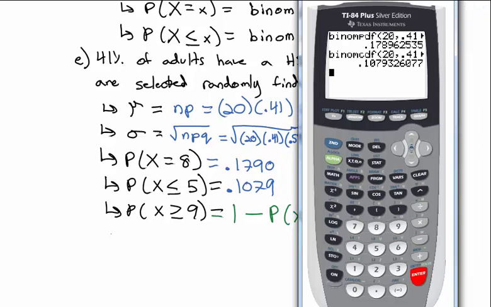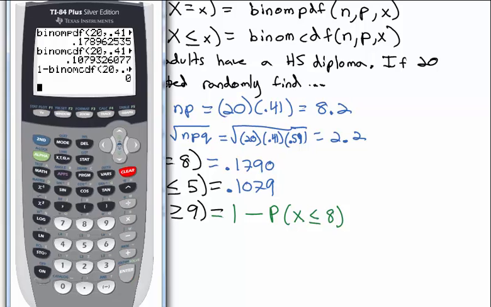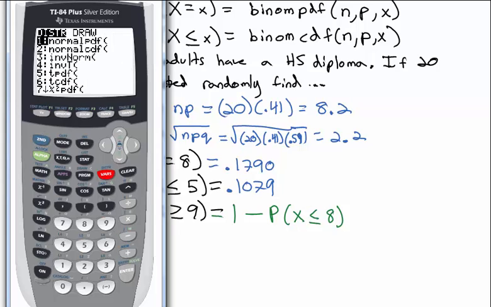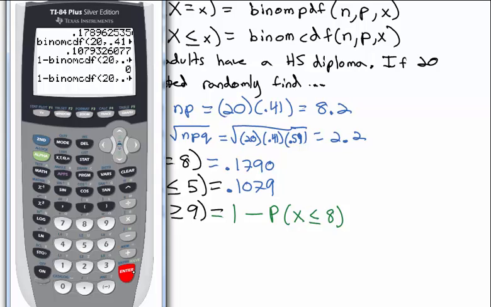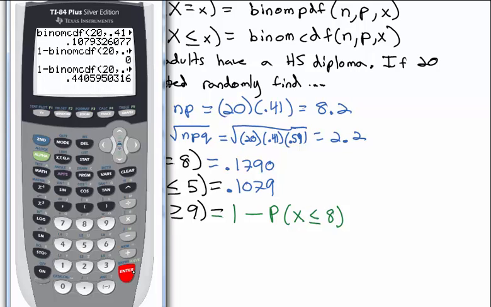So on the calculator, what we're going to type in this time is 1 minus, and then the same process. Go to the distribution, going up because it's quicker, to get the CDF because it's a cumulative distribution function. 20, 0.41. This time we're going to go up to the number 8 and hit paste. And when we hit enter, we get a probability of 0.4406.